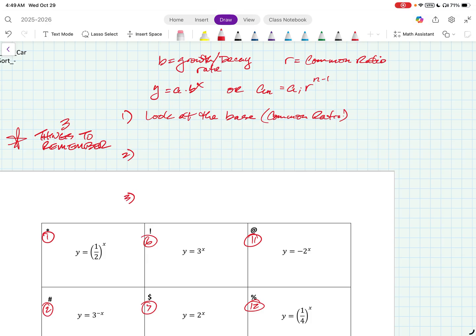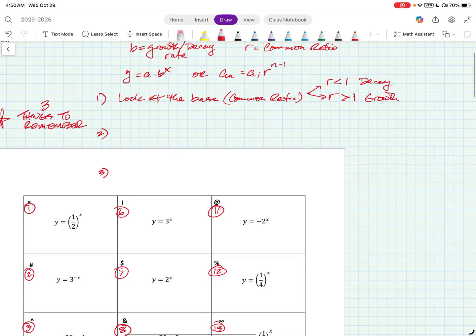If the common ratio, if r is less than 1, we have decay, and it looks like a certain way. Now if r is bigger than 1, or if the base is bigger than 1, like 1.5 or 2 or 3 or something, you have a growth function. And as you guys know, decay functions look like this right through here, and growth functions look like this, just as a general rule. So you want to look at the base. That'll tell you a lot about the function.